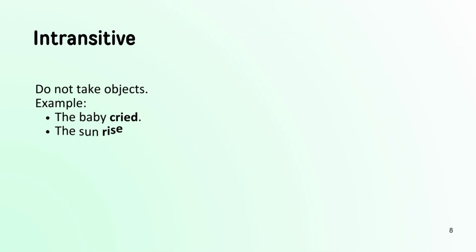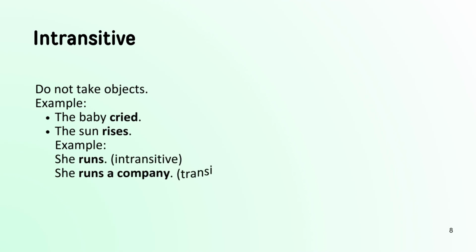Now we have the intransitive verbs. Intransitive verbs do not take objects. Where we see the baby cried, the sun rises, for example, she runs, is an intransitive. Then she runs accompanying, the accompanying is receiving the verb run, that is transitive.